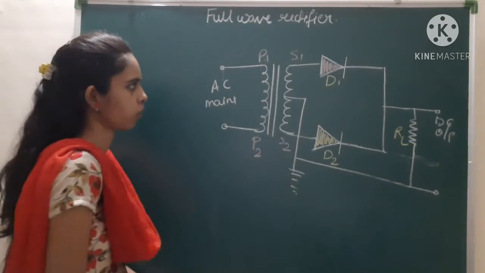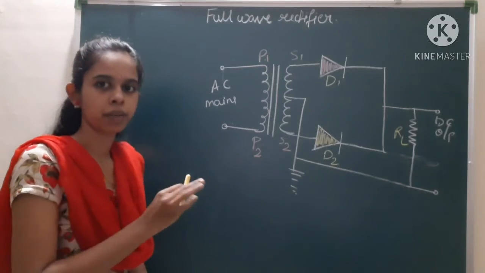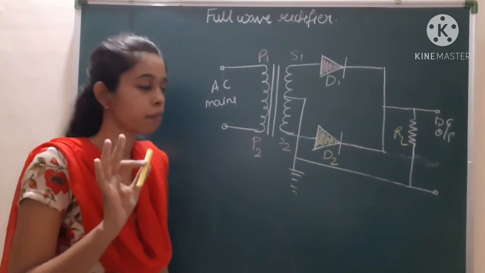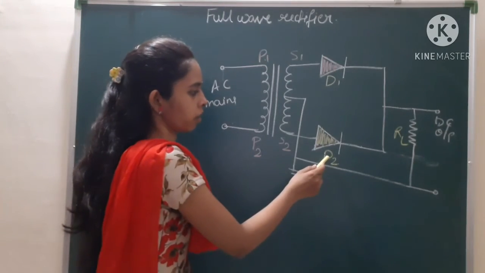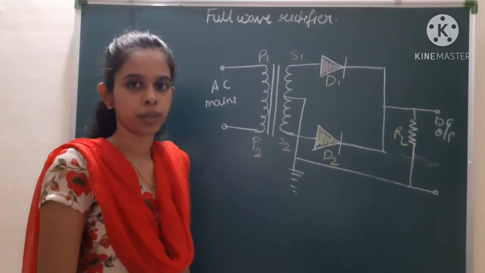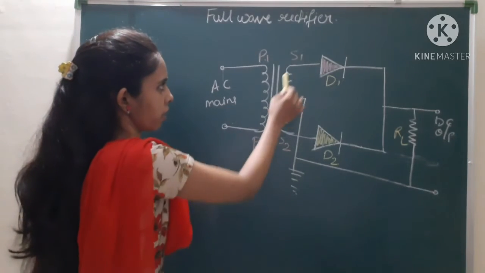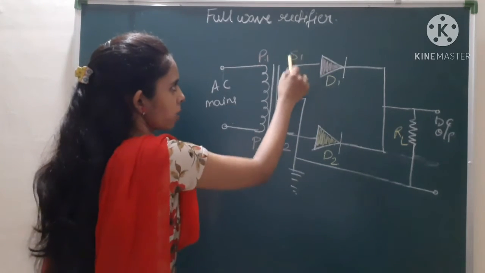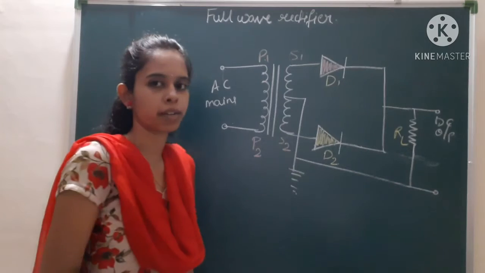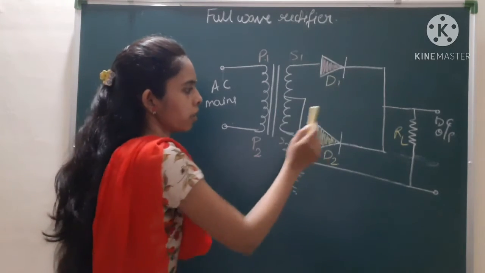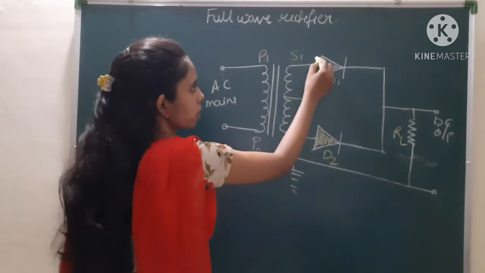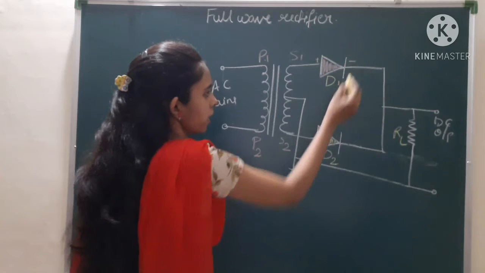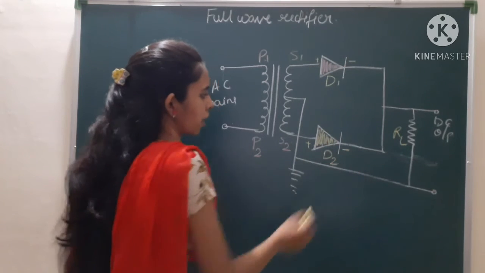How does this work? Now see, in the half wave rectifier the working is the same, but the difference is that we are using the second diode in this. Same working is there, S1 and P1. Now S1 and S2 will become the batteries for the diodes. Over here this is the positive terminal, this is negative. This is positive and this is negative.